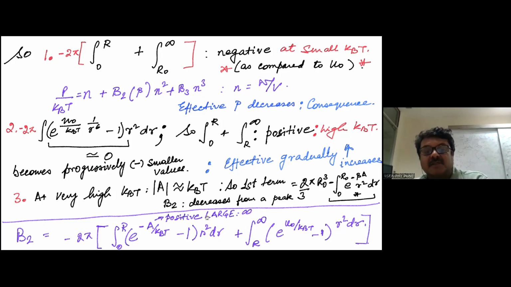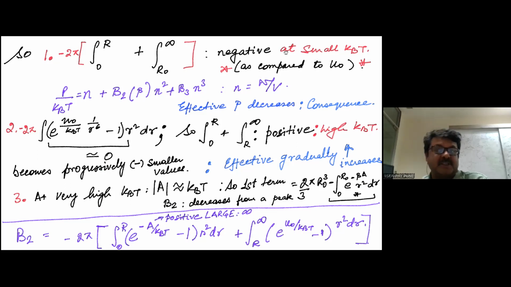So the first term will be 2 pi r0 cube by 3, right, which comes from this term. Essentially, there's a minus sign here and a minus sign here, minus 0 to r0. Why minus? Because this minus 2 pi is going to come here. E to the power minus beta a r square dr. So this is going to start to contribute. So in intermediate temperatures, this is going to be close to 0, and this is progressively going to smaller and smaller negative values. So the value of B2 is going to increase.